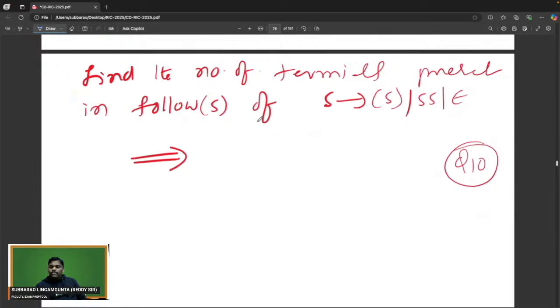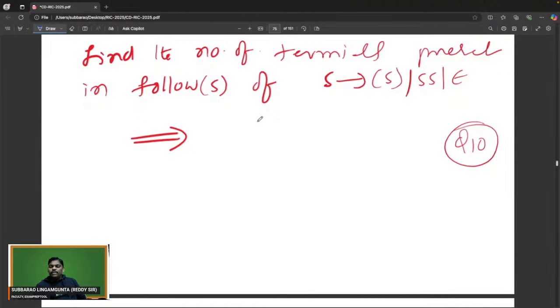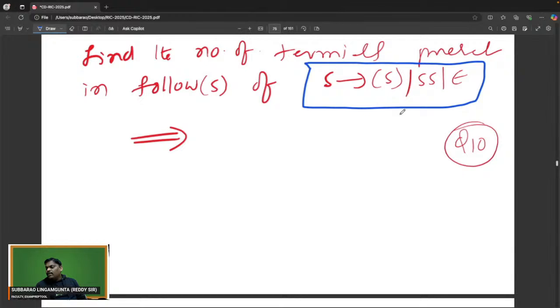Right. Next one. Find number of terminals present in follow of S of the grammar. This is the grammar. In this grammar, follow of S contains how many terminals? Remember, epsilon is neither terminal nor variable. It is a special person. In the exam, you will say, find the number of terminals excluding epsilon, or including epsilon, because epsilon is a special person.